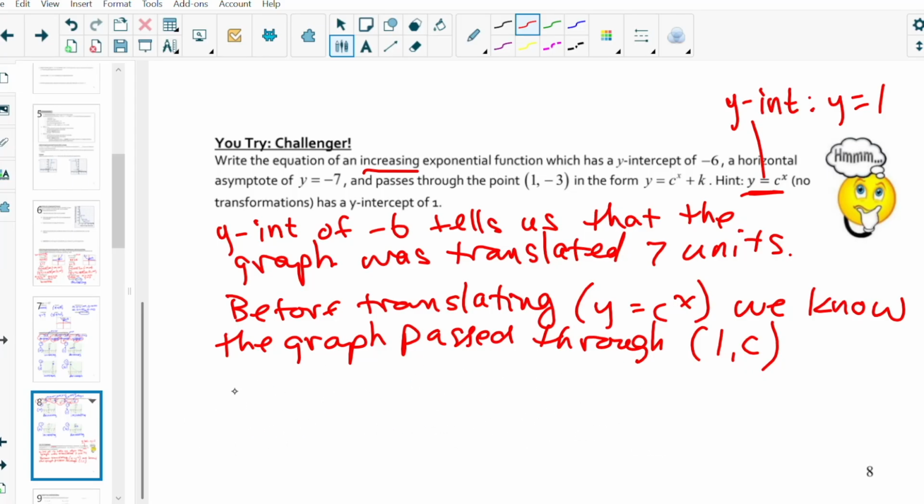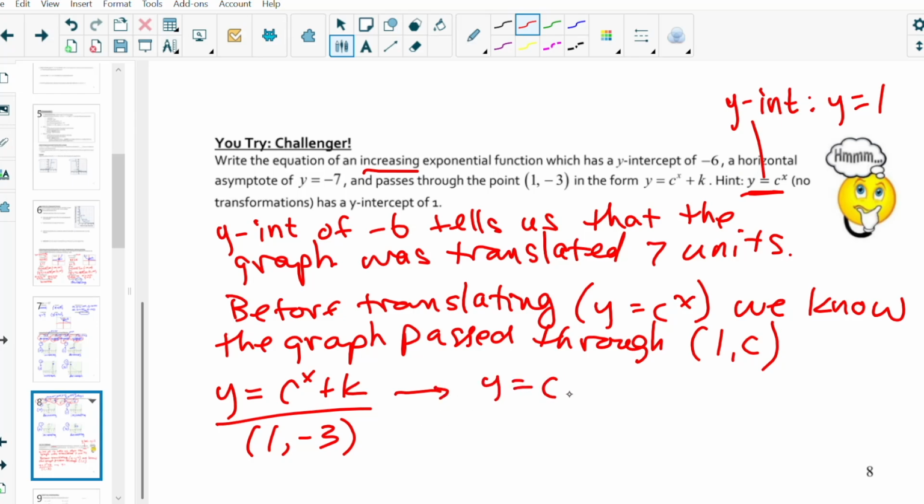Okay, let me do this. Sorry about that. So I'm going to start here. This is what it's saying: y equals c^x plus k. It has a point (1, -3). What is (1, -3) on the original graph y equals c^x? If we start at y equals c^x and we translate 7 units down, we get to y equals c^x plus k.